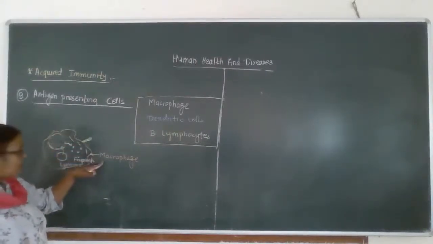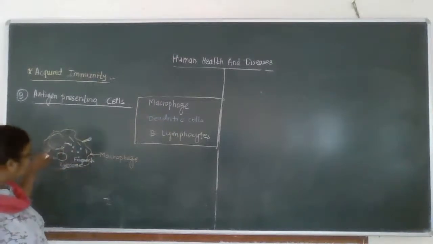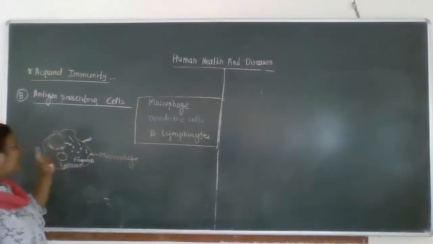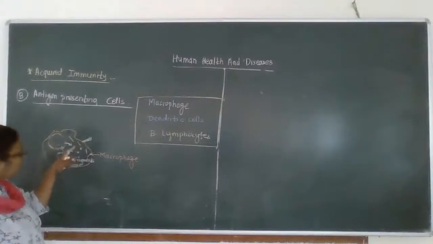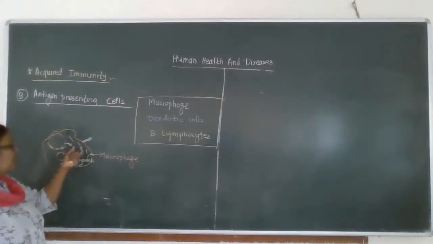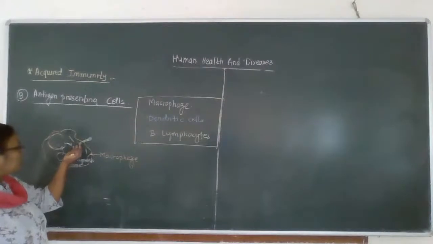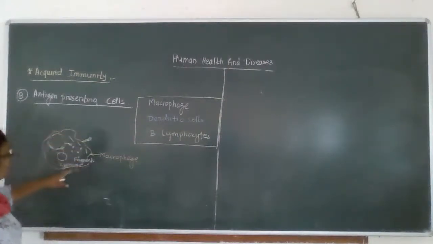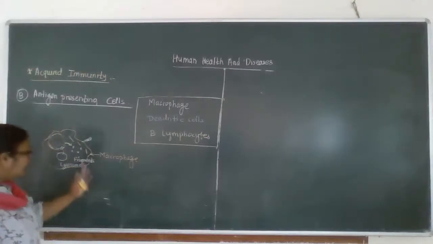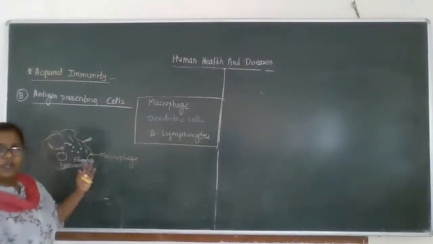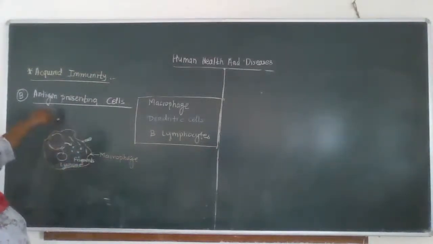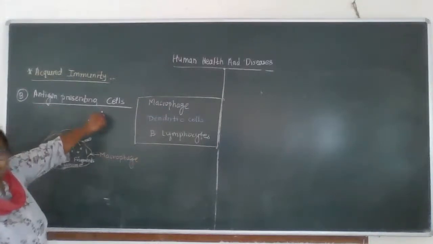Okay, that means this macrophage cell previously had the antigen, but the antigen was digested or broken down into small fragments, and this fragment binds to the protein and comes on the surface. Clear? So those cells which have digested or broken down such an antigen are called the antigen presenting cells. Clear, everyone?